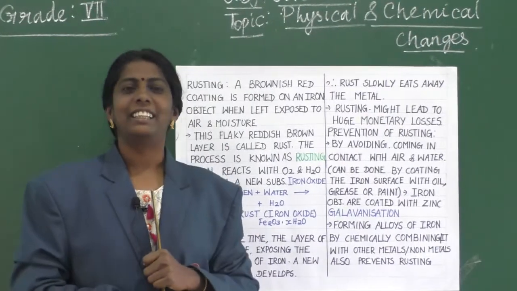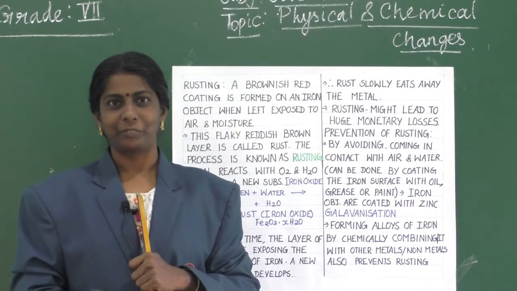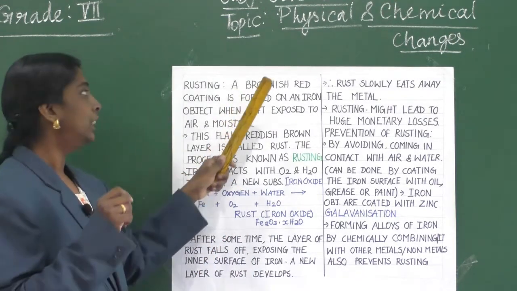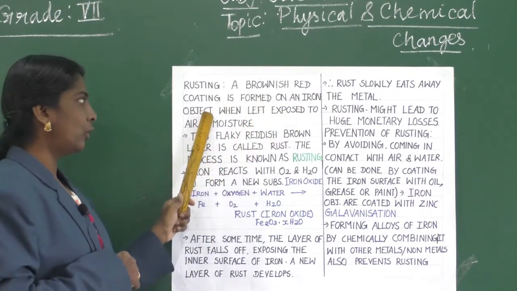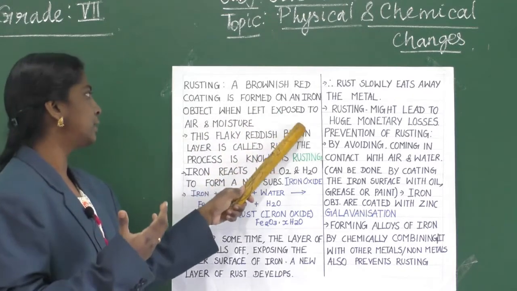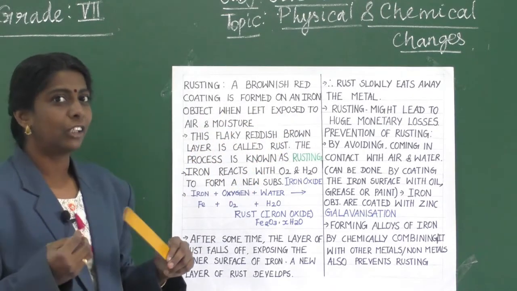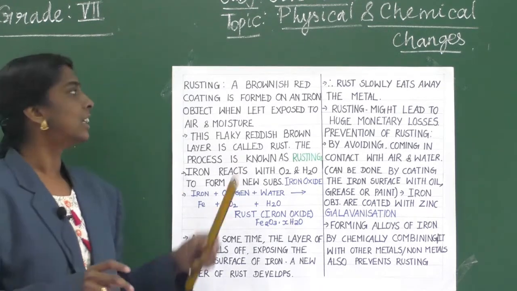Yes children, now let us learn about some chemical changes. We would have noticed that a brownish red coating is formed on an iron object when it is left exposed to air and moisture. What is that brownish red coating? That is said to be rusting.